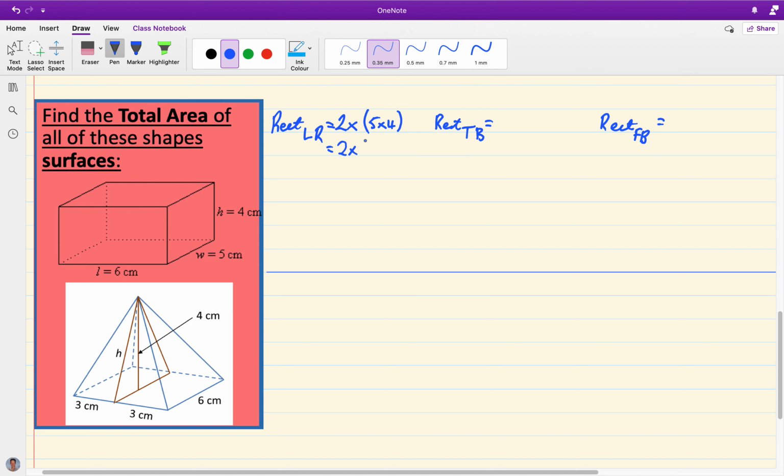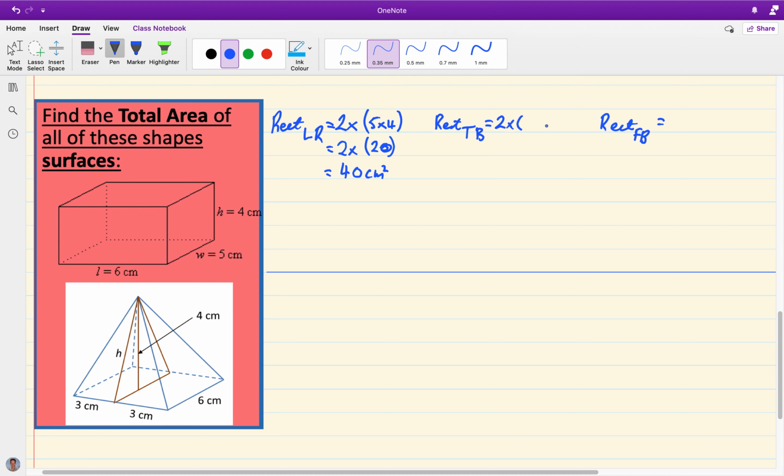So then 5 times 4 is 20. 2 20s are 40. Okay, so if one side's 20, the other side is 20, together they're 40, and that's centimeters squared. Then our top and bottom. So our top and bottom, you can see our bottom here has a length of 6 and a width of 5. So again, we've got two of these.